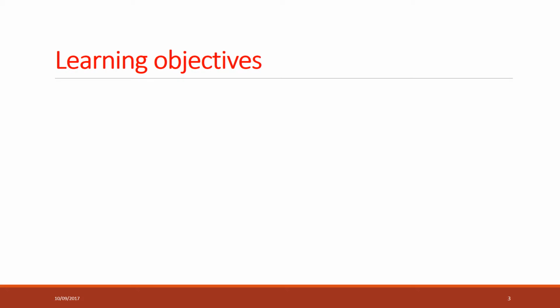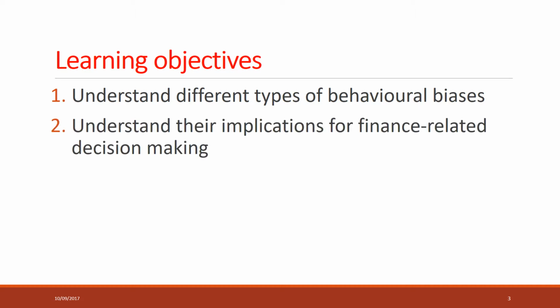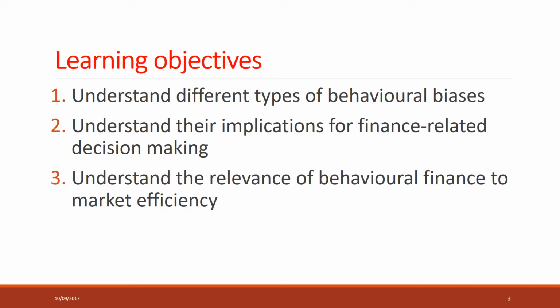So the learning objective for this topic is firstly to understand the different types of behavioral biases, to understand their implications for finance-related decision-making. So in this lecture, we focus mostly on the decision-making of investors, right? So of a financial investor who tries to buy shares or bonds, so on and so forth. We're not looking at the corporate decision-makers, for example, the CEO. Finally, we look at the relevance or the implications of behavioral finance to market efficiency.